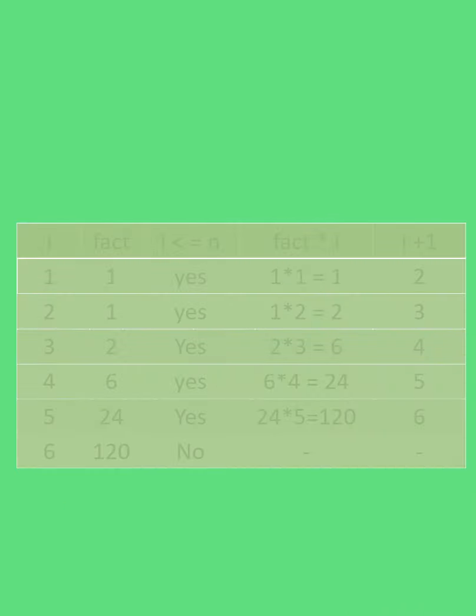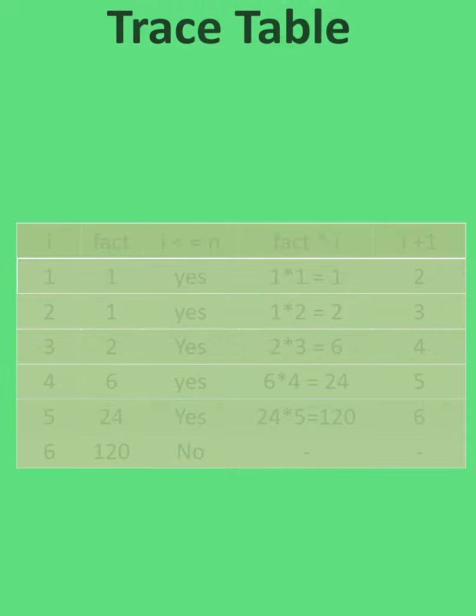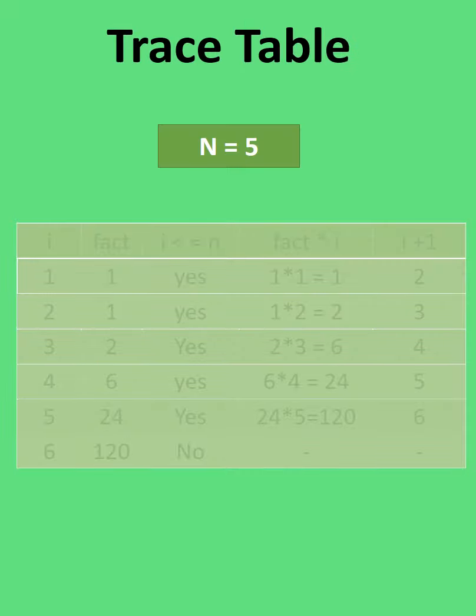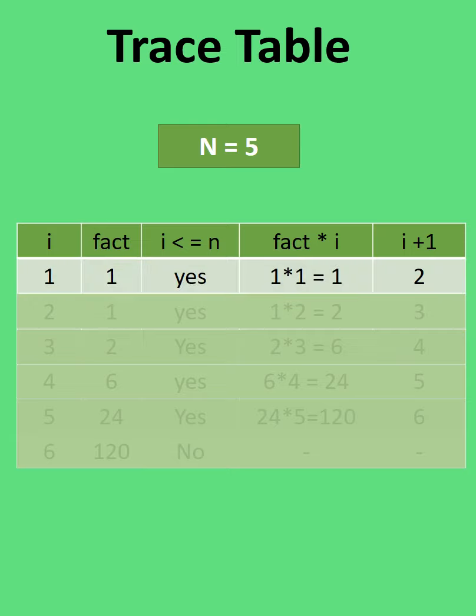Alright, let's execute our flowchart by using the trace table. I'm going to calculate 5 factorial by taking the value of n equal to 5. The first row of my table would have all the memory places we have taken as variables, all the checks we have applied in the decision symbols, and all the processes mentioned in the flowchart. The first row will be I equals 1, fact is 1.